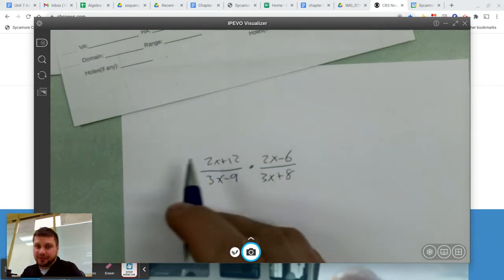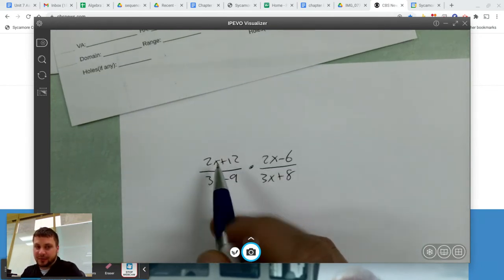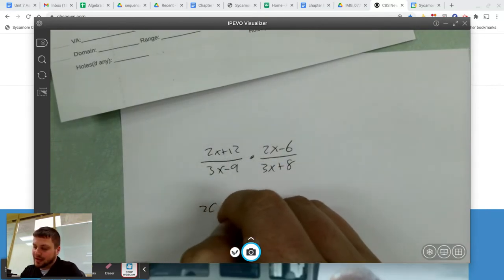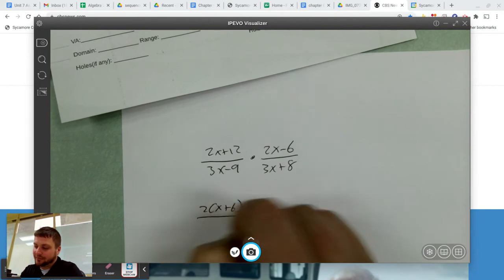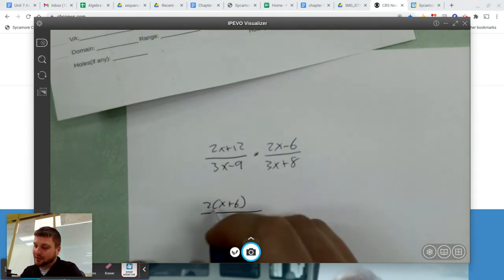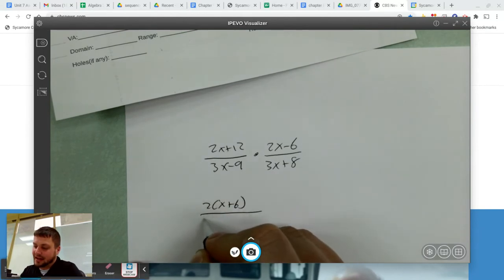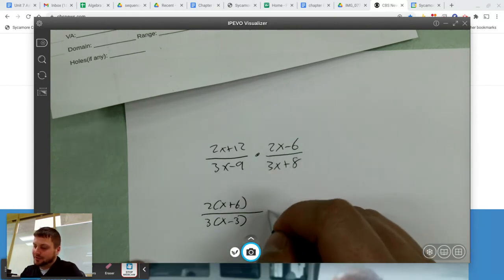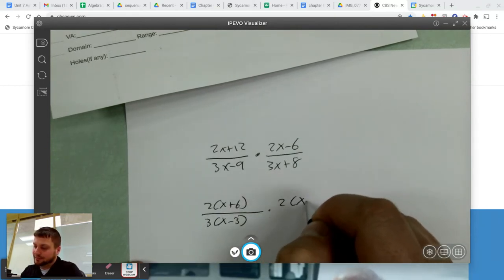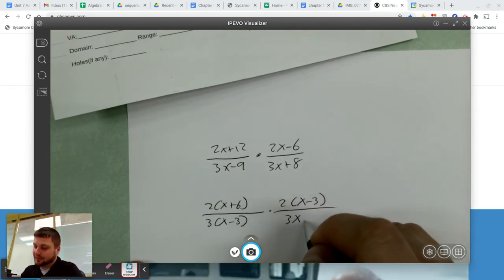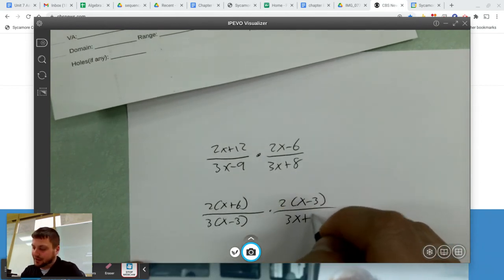So binomials, either difference of squares or GCFs. This one is a GCF. The biggest number that divides 2 and 12 is 2. And I'm left with x plus 6. Again, binomial, this one's a GCF. The largest number that divides 3 and 9 is 3. And I'm left with x minus 3. Again, binomial, GCF, I can pull out a 2. This is nothing, it's just 3x plus 8.